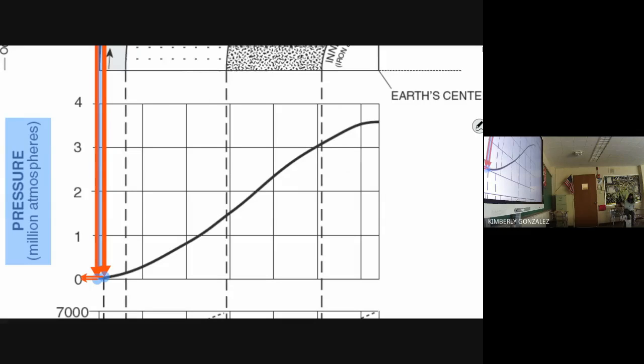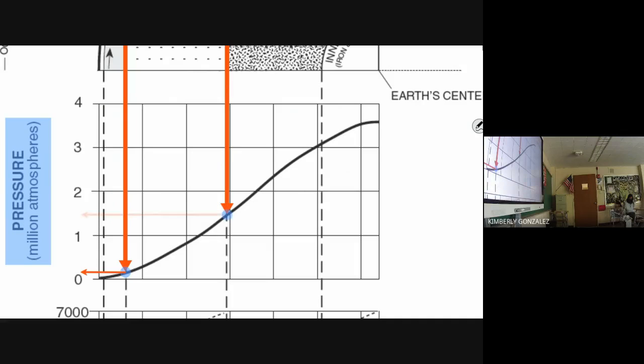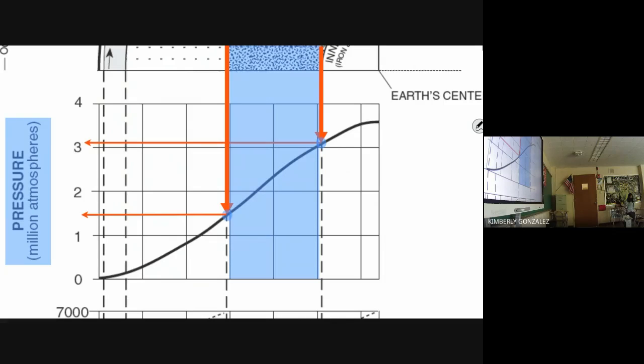Where the lithosphere ends, the asthenosphere begins. The asthenosphere will begin at 0.1 millions of atmospheres and extend down to about 0.2 millions of atmospheres. So there's your asthenosphere. Where the asthenosphere ends, the stiffer mantle begins: 0.2 millions of atmospheres to about 1.5 millions of atmospheres. So there's your stiffer mantle. Where the stiffer mantle ends, the outer core begins: 1.5 millions of atmospheres to about 3.1 millions of atmospheres. There's your outer core.